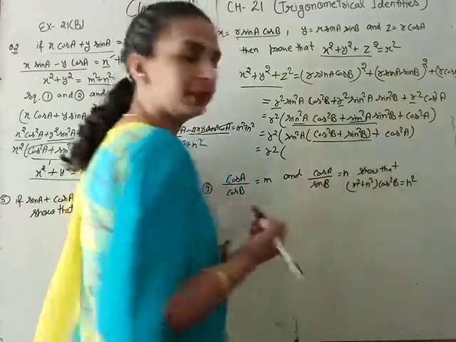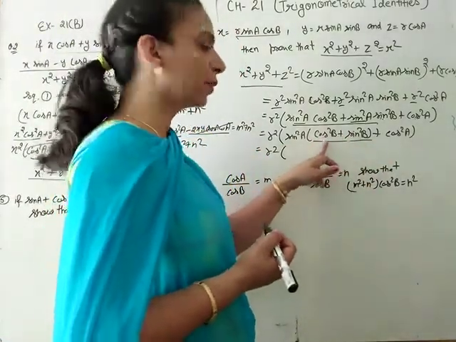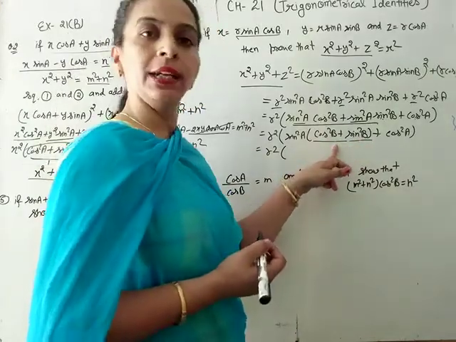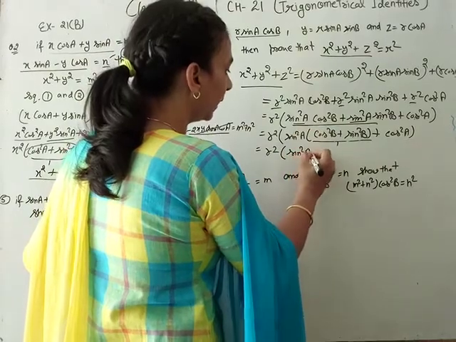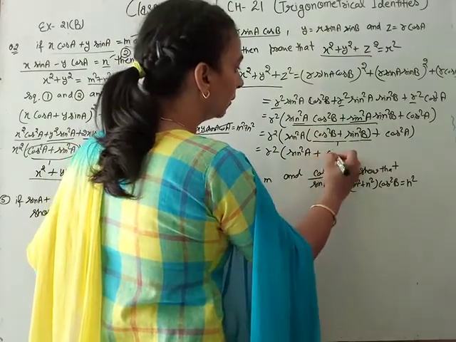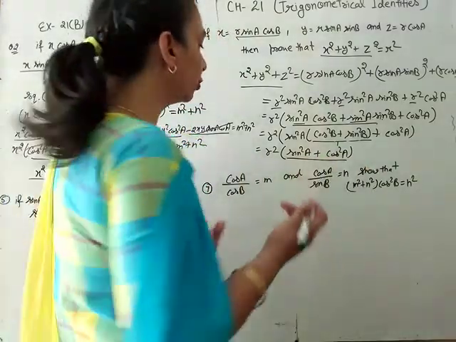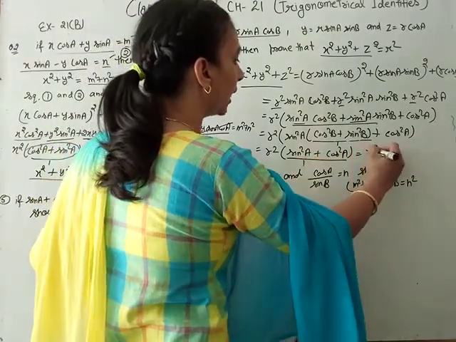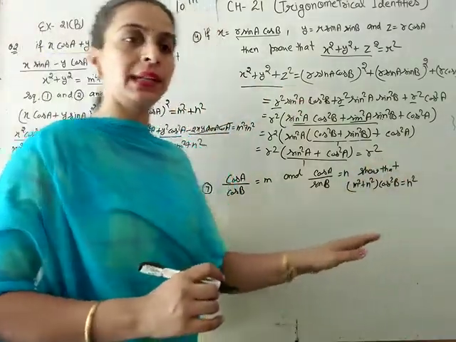What is the value of this? This is equal to 1, because sin square b plus cos square b, with the same angle, equals 1. Then there is only sin square a plus cos square a, and what is the value of this? This is also equal to 1. So this equals r square. So x square plus y square plus z square equals r square.